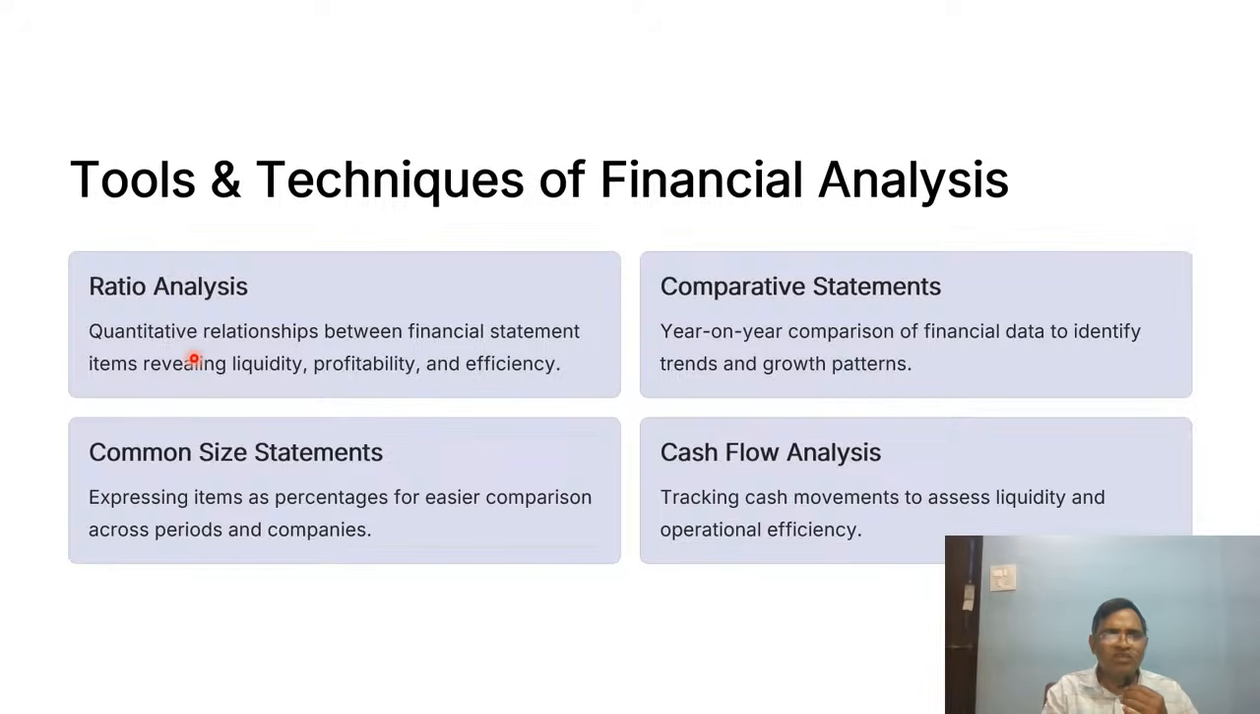Ratio analysis is the quantitative relationship between financial statement items, like liquidity, profitability and efficiency. In a comparative statement, we compare the last year's profit with the current year's, so that we can analyze the trend. In a common size statement, we express items as percentages. We can also analyze how cash is moving and whether operations are efficient or not, which we come to know by using the tools and techniques of financial analysis.